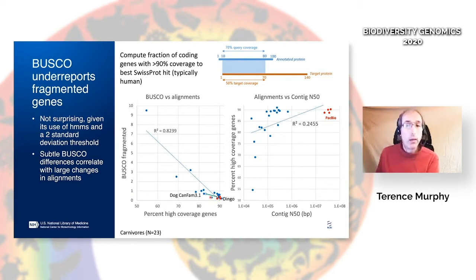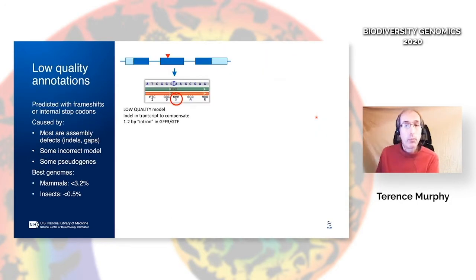Consider this pair for an older dog assembly and dingo. BUSCO suggests there are only 0.7% of fragmented genes, about 150 total, but the alignments say it's really 5 to 7% worse, or 1,100 to 1,400 genes are fragmented. This is where long-read assemblies are really helping us give consistent results.